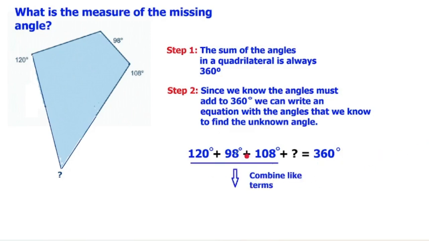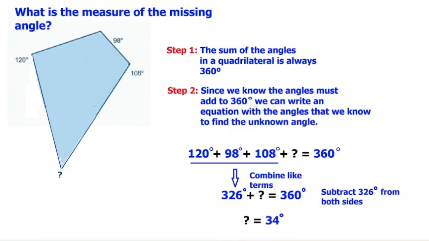Now we can combine like terms. We can add all these three together. And we get 326 degrees plus question mark equals 360 degrees. So now we can subtract 326 from both sides so that we could get question mark on its own. So when we do that, 326 minus 326 gives us 0 here, and we're left with question mark. And then 360 minus 326 leaves us with 34 degrees. So we know question mark equals 34 degrees.